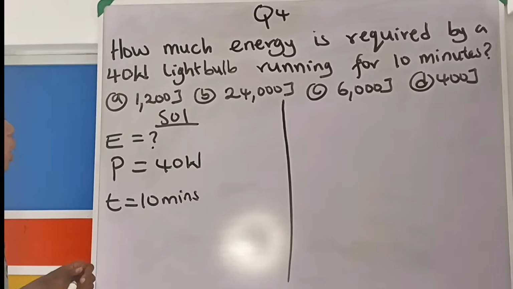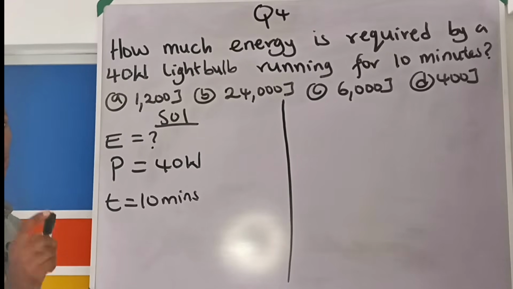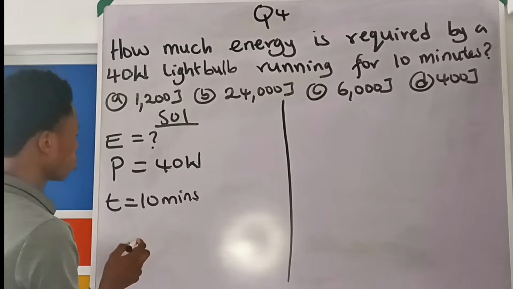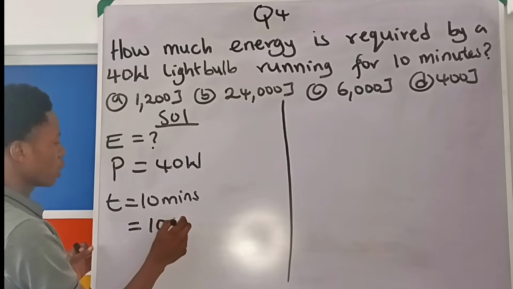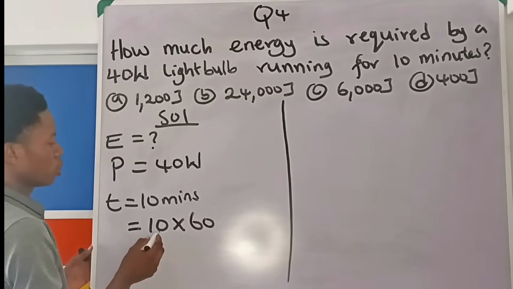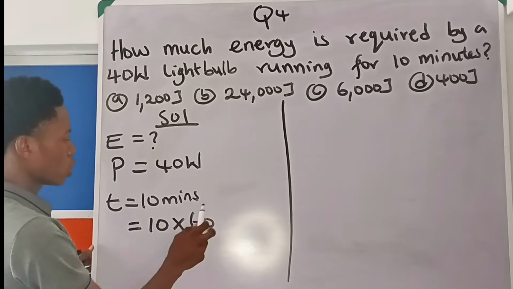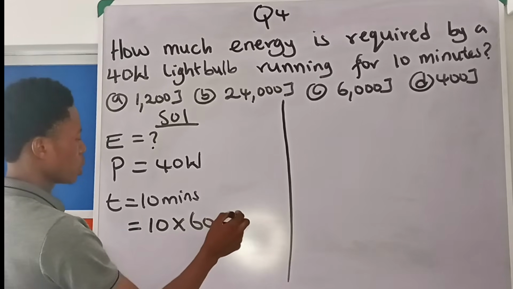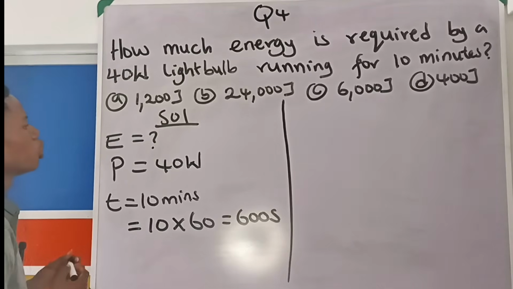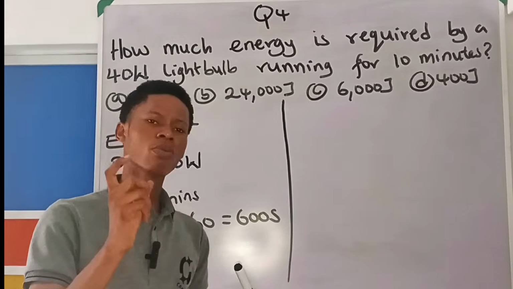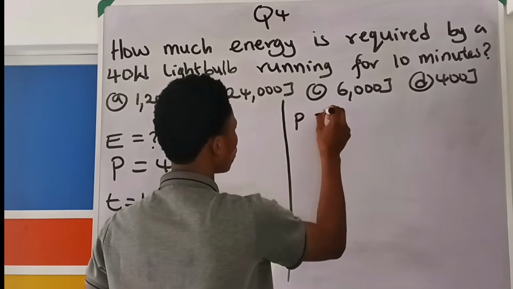Now, to calculate this, first of all, the time is given in minutes. You have to convert it to seconds. So converting 10 minutes to seconds, this will be 10 times 60, because 60 seconds make 1 minute, right? So you multiply by 60 to get it in seconds. So 10 times 60 is what? 600 seconds.